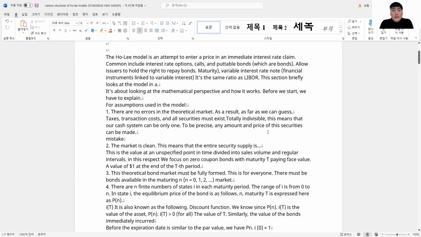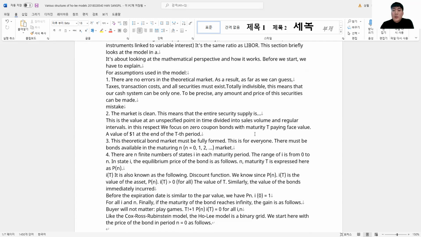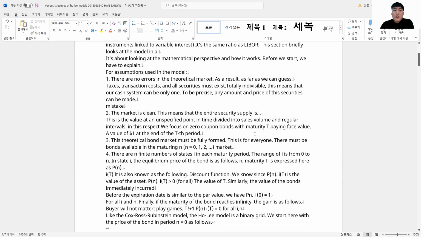Common claims include interest rate options, calls and puts, and bonds, which allow the issuer to hold the right to repay the bond. The majority interest rate available is the same ratio as LIBOR. This section briefly looks at the model, from the mathematical perspective and how it works.